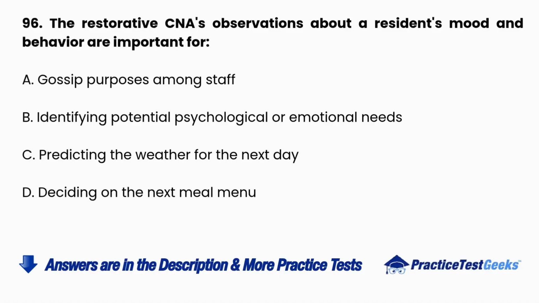96. The restorative CNA's observations about a resident's mood and behavior are important for A. Gossip purposes among staff. B. Identifying potential psychological or emotional needs. C. Predicting the weather for the next day. D. Deciding on the next meal menu.